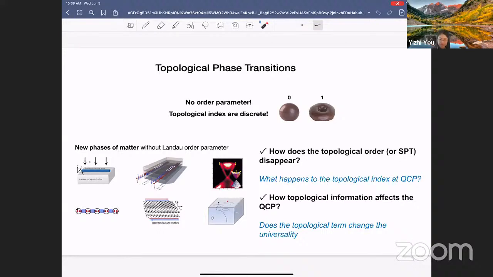But the question here is, how do these topological invariants or topological indices behave at a quantum critical point, or what happens to these topological invariants when we approach the quantum critical point or phase transition point? And the second is, can this topological information, especially the topological term or symmetry protected topological term, potentially change the universality of the quantum critical point when you approach the phase transition point?